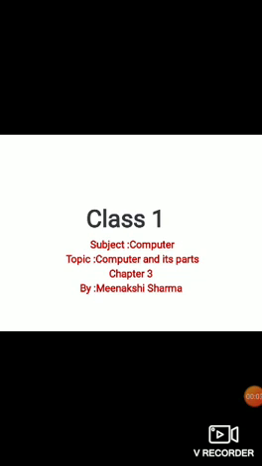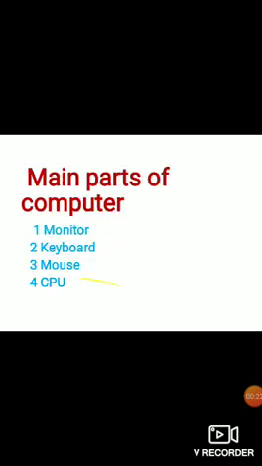Now, as we have completed chapter 1, all of you keep revising that chapter. Our chapter 3 is Computer and Its Parts. Today we are going to start with this chapter. So, beta, in this chapter we have four main parts: monitor, keyboard, mouse, CPU. Today we will learn about the main parts of computer.